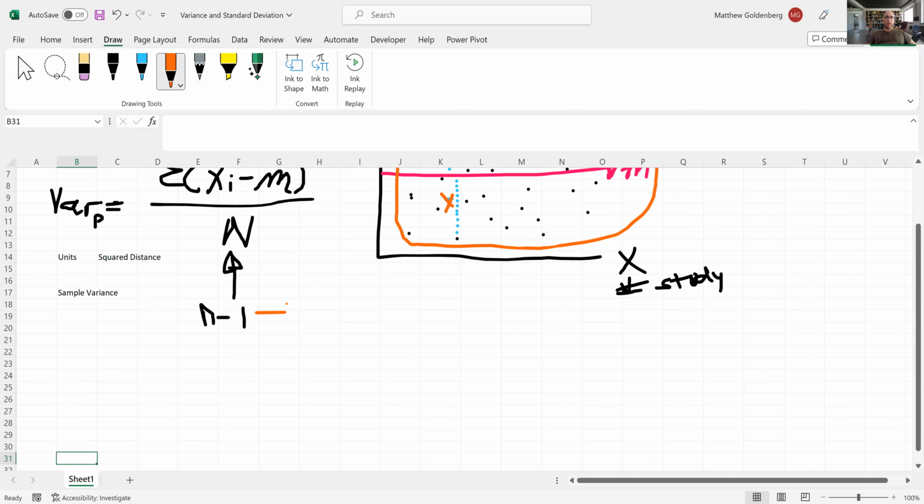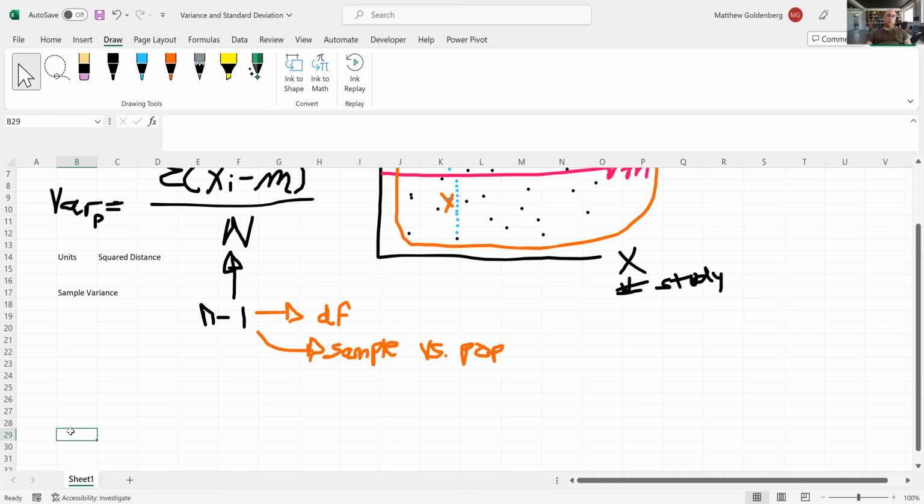This n minus 1 kind of gets into a whole concept called degrees of freedom. And it also gets into a whole concept of sample versus population. I will have separate videos for that. So don't worry about n minus 1, other than just remembering that's how you get the sample variance: you just change the n on the bottom to n minus 1.